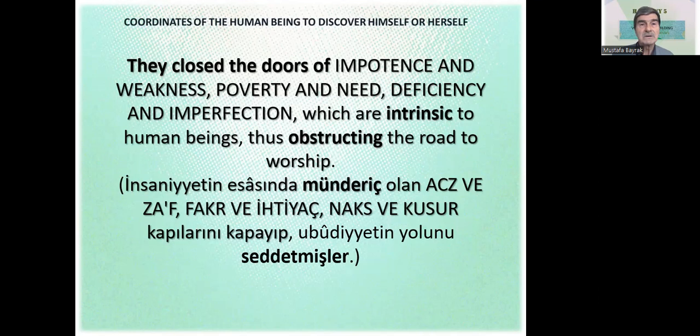Okay, yes, this page will be about the coordinates for the human being to discover himself or herself. Yes, actually, they are the coordinates of human beings. What are they? They are, sequentially, impotence and weakness, poverty and need, deficiency and imperfection. These are the coordinates of understanding the human being correctly.